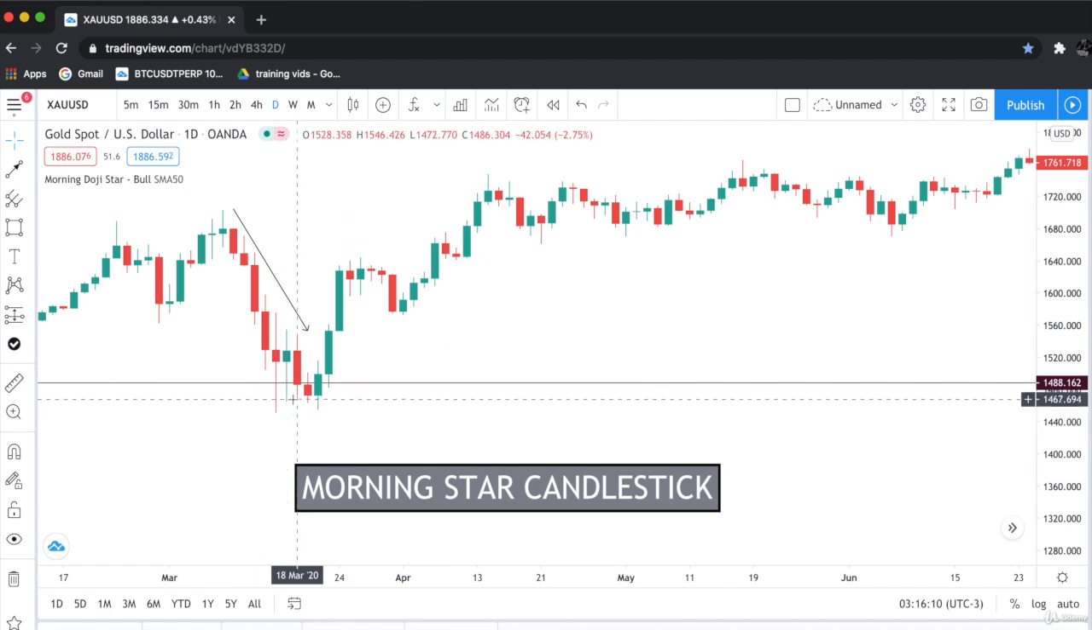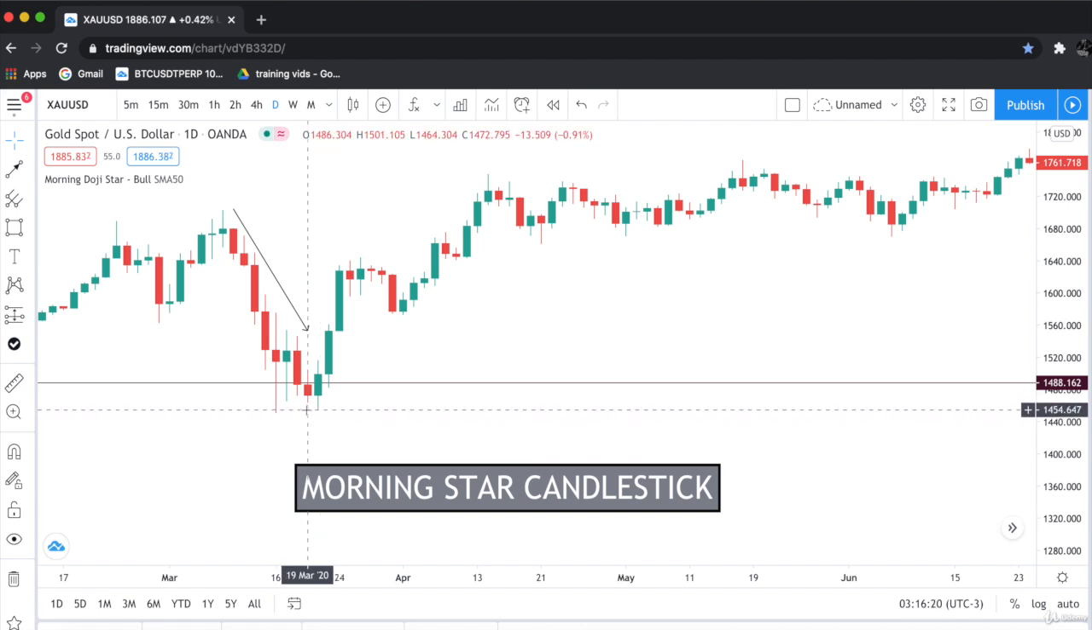The first candle is bearish, as you can see over here. The second candle, as I have mentioned, it doesn't matter, can be bullish or bearish. In this case, it is bearish. As you can see over here, the second candle is bearish, but it doesn't matter. And the third candle is bullish, as you can see. This is the third bullish candle.